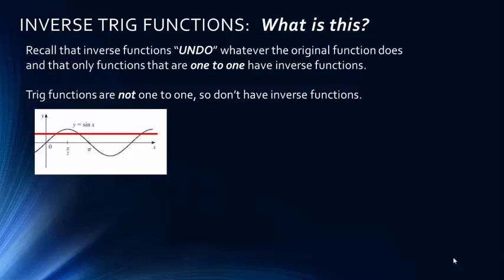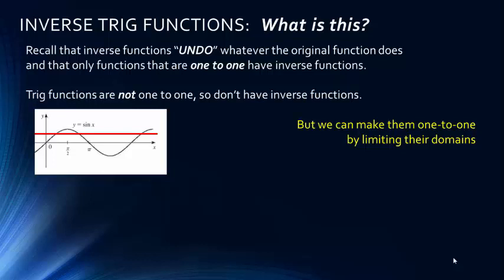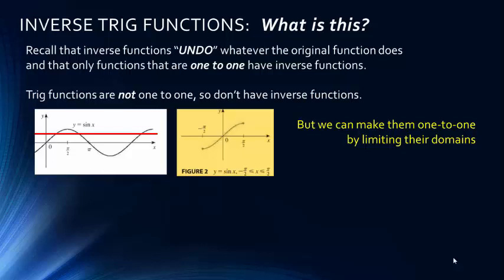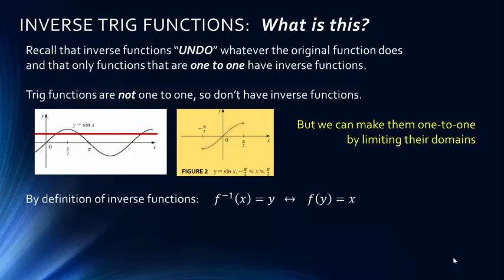Again, recalling from algebra, what we would do is limit the domain. If we only consider the sine function between negative pi over 2 and pi over 2, we can see that it is indeed a one-to-one function. This is a very common approach to repeating functions, or functions that are not one-to-one, so that we can actually solve some equations and problems.